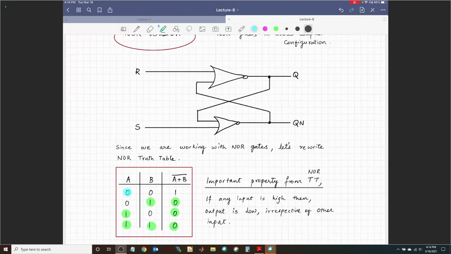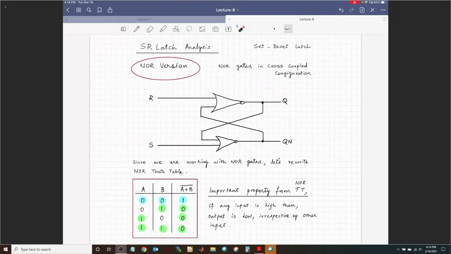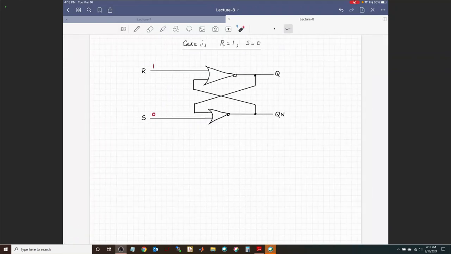However, if one of the inputs is a 0, I have to wait for the other input to come in. And only when I know that both inputs are 0 will I be able to tell you that the output is 1. But if I know one of the inputs is 1, I don't have to wait for the other input to come in. That's a very important property that you will see play out multiple times during this analysis. We will do this analysis in three cases. Case one is my R input is 1, my S input is 0. I want to find out what happens to my Q and my Qn.